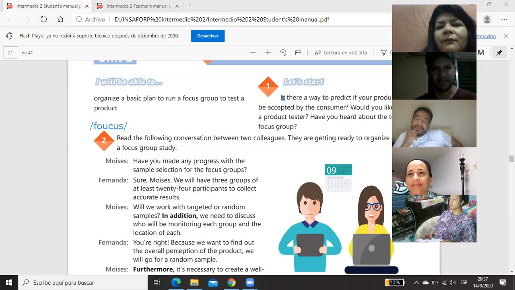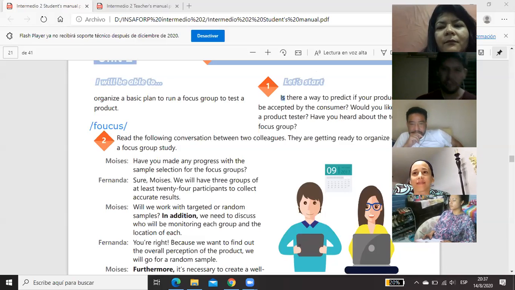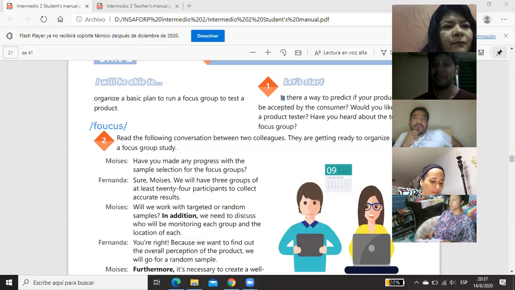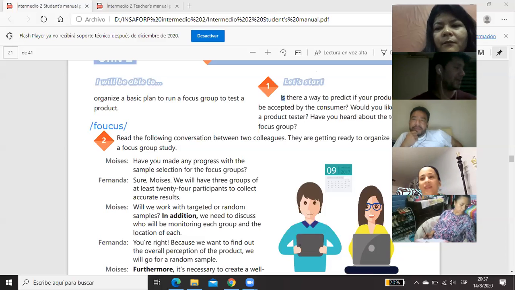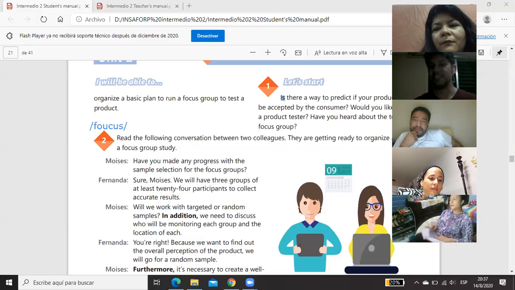Let's see. And somebody said, Arabella said, a COVID vaccine tester. Wow, that's a tough one. All right, why Arabella, why would you like to be a COVID-19 vaccine tester?